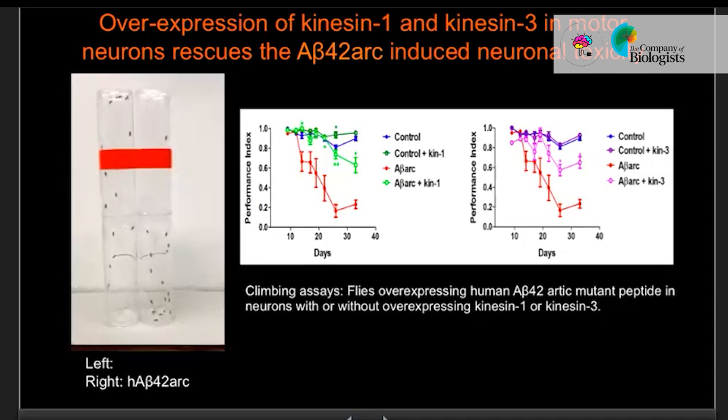The flies that express the human toxic amyloid beta peptide are on the right. The control ones are on the left. And you can see that they are unable to climb up, or less able to climb up.